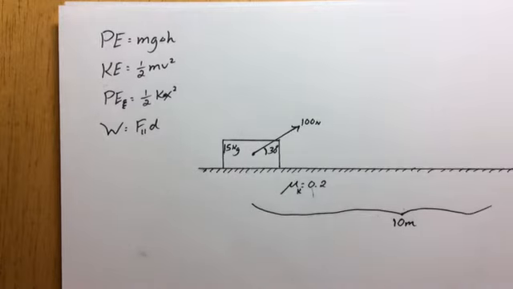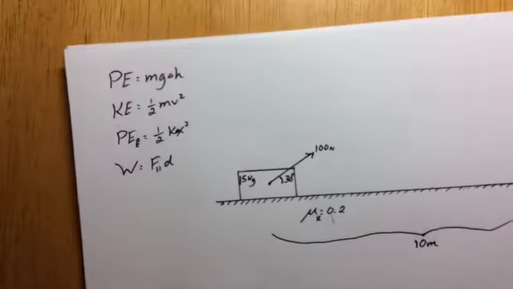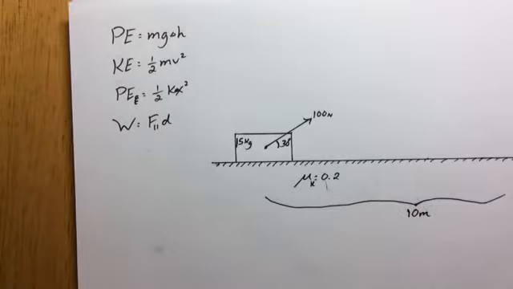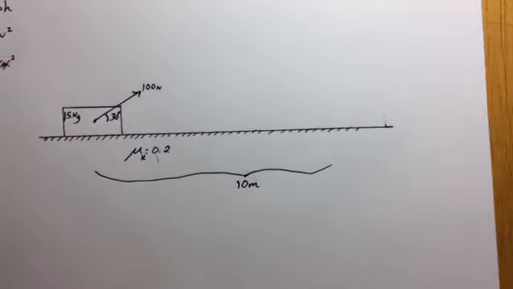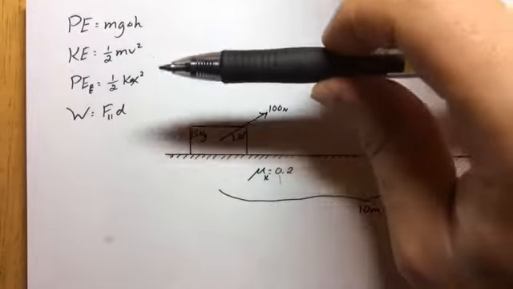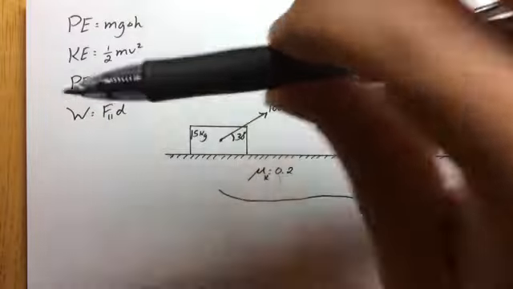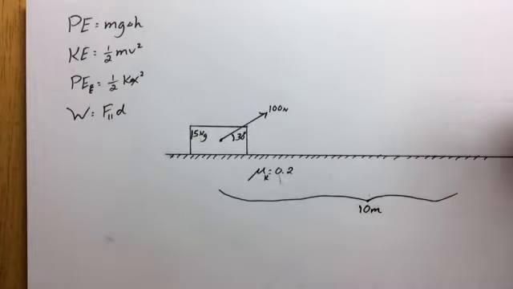So if we look at this, it's a flat surface, and we don't need to worry about a change in height. So that's out. Secondly, do we need to worry about a spring? Nope, don't need to worry about a spring. So in this problem, really, we're just working with kinetic energy and work. Kind of ironic.